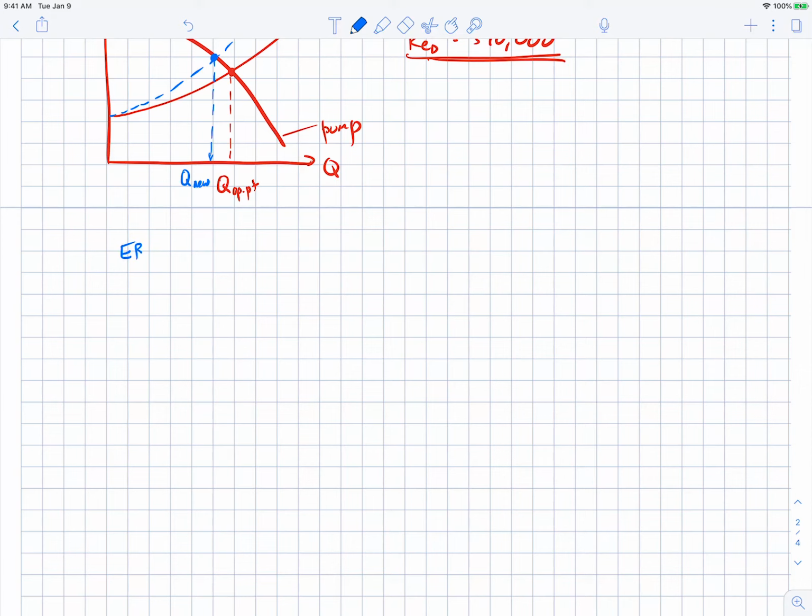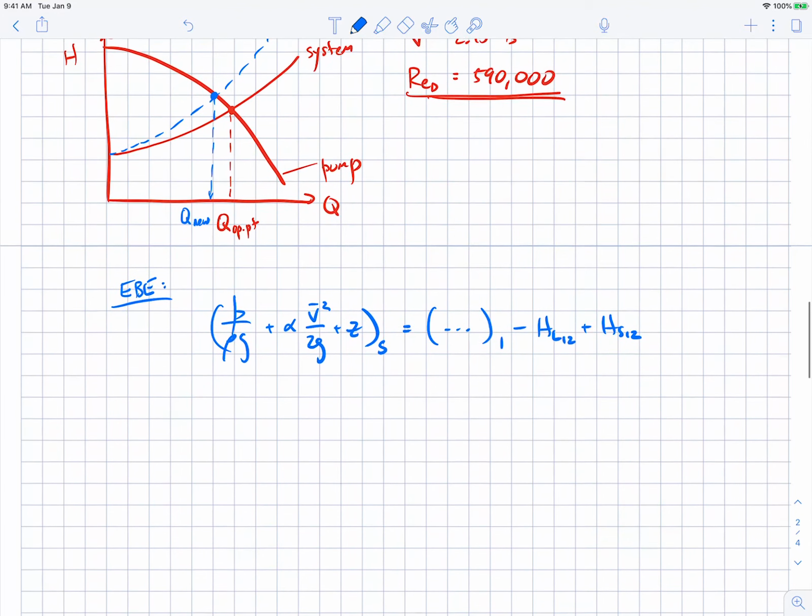So the extended Bernoulli equation, I'm going to stick with the blue color because I think it looks nice. We're ending at the suction side. We're starting at the same point. There's our extended Bernoulli equation. There's no pump between points 1 and S. Remember, the pump is downstream of the suction side of the pump, so it's not between point 1 and S.